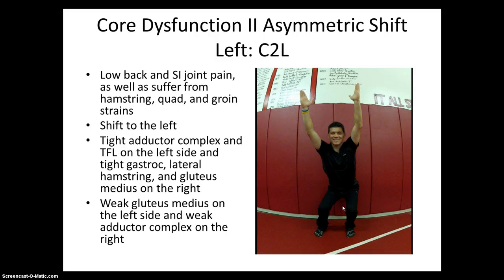Core dysfunction 2L, or asymmetrical shift to the left, is the exact opposite of the previous. You'll have individuals who have similar chief complaints, the only difference being that we are making this shift to the left side, so it's exactly opposite. Again, I will say that you need to pay particular attention to their FFPs and make sure that you pay attention to what side they are performing each exercise on.